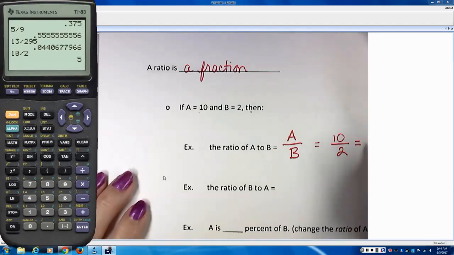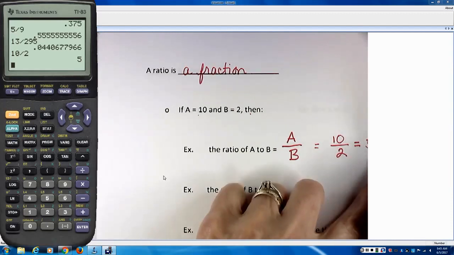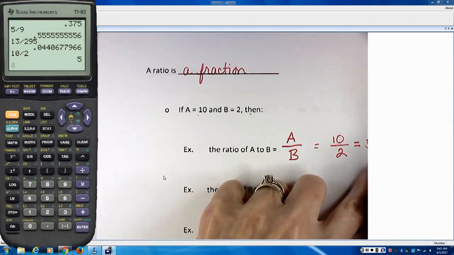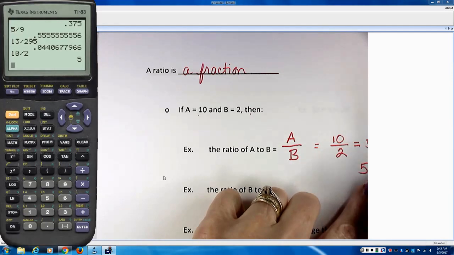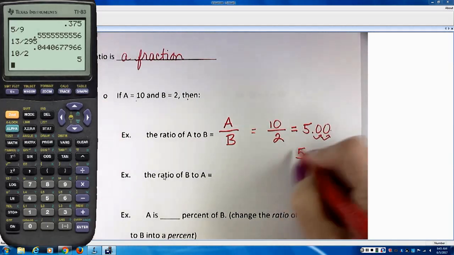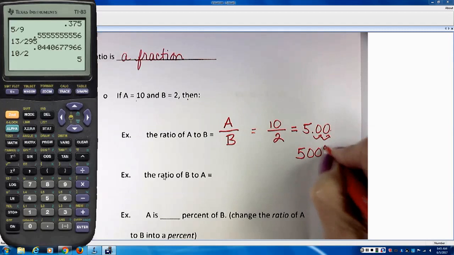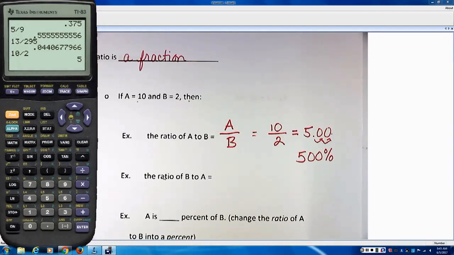Which is equal to 5. Okay? That's actually a decimal. So it would also be equal to 5. Oh, sorry, thank you. Always say that for me. You move it over to the end, so it's 5, but it's the same as 500%. So you can express ratios as decimals, fractions, or percents as well.